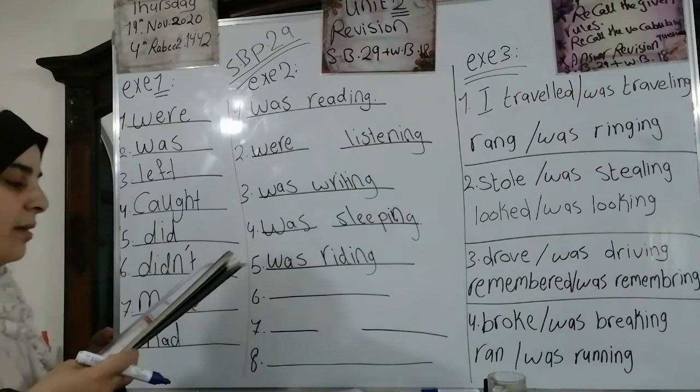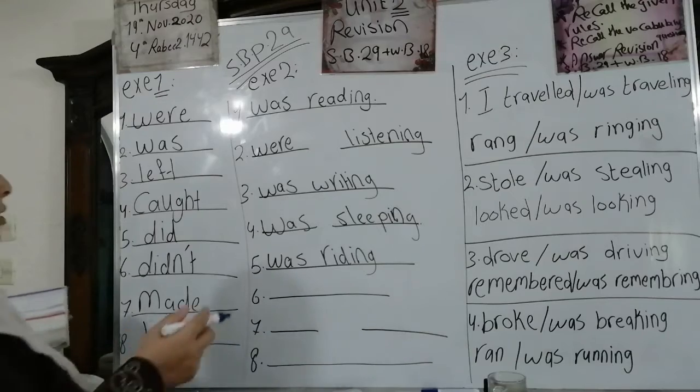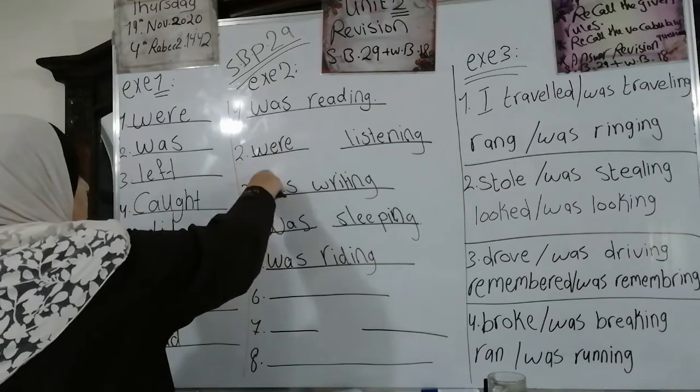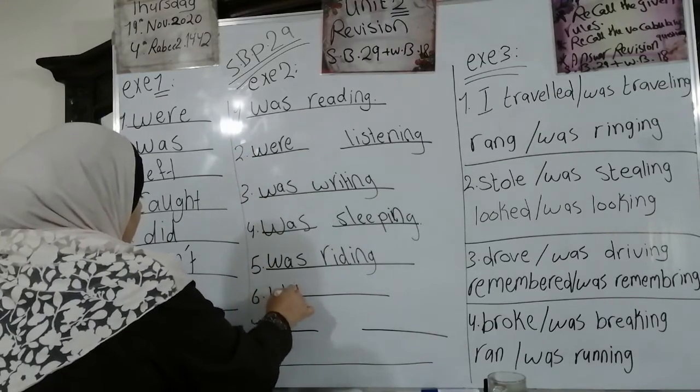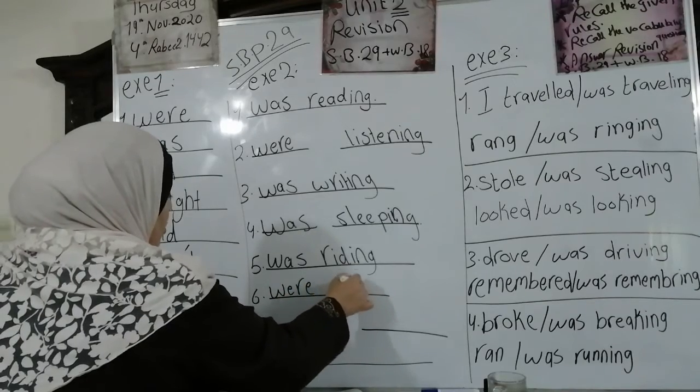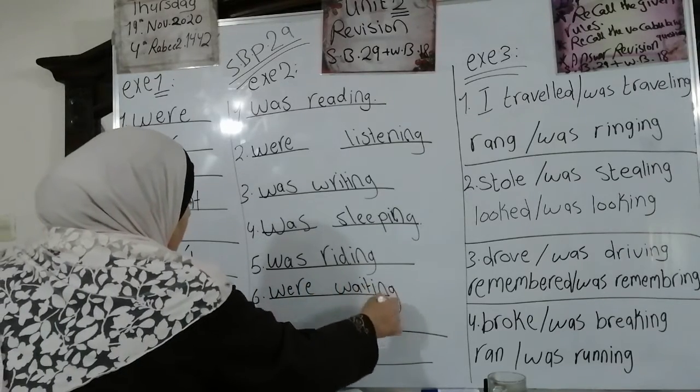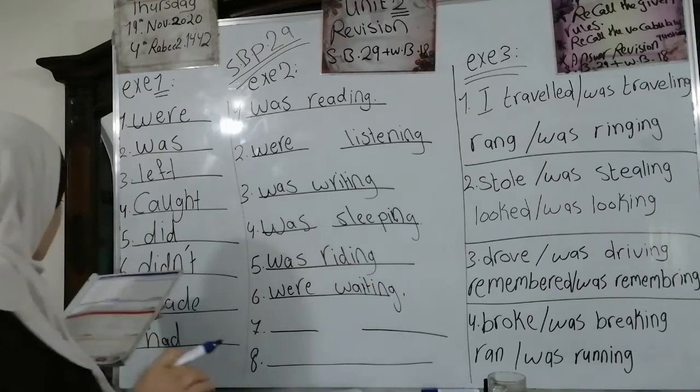Number 6. They, for the bus, it was a taxi. Okay. They, it will take what? Which one? Yes, excellent. They were waiting. We chose the verb waiting because it is the most suitable verb for this sentence.